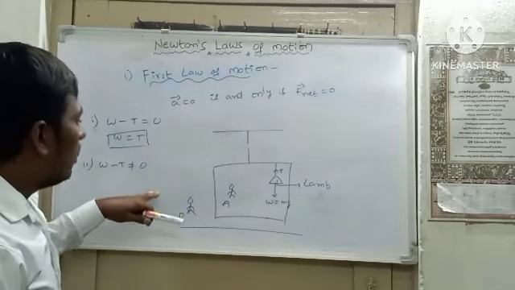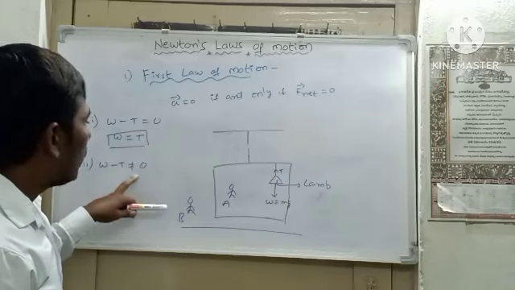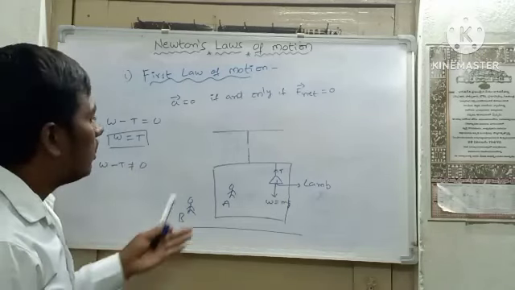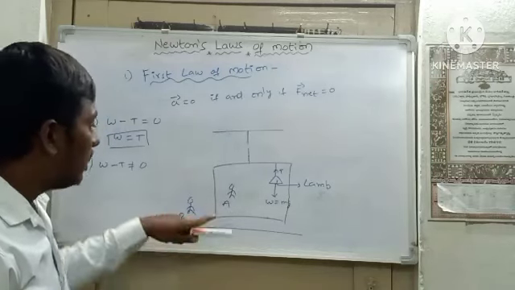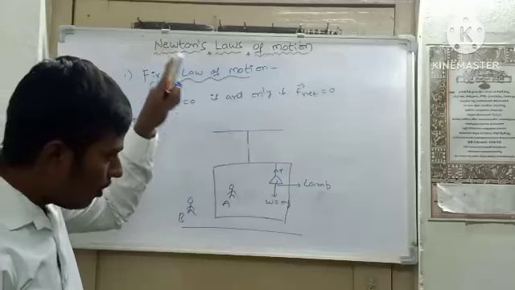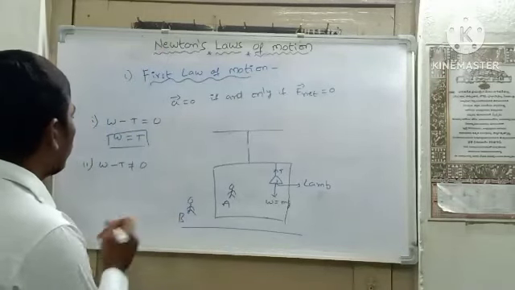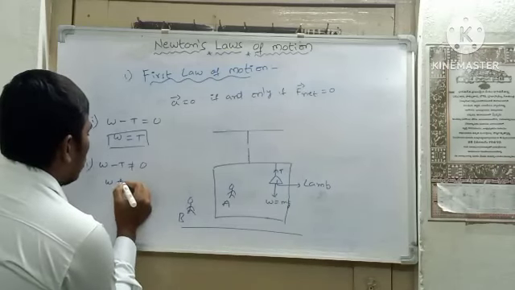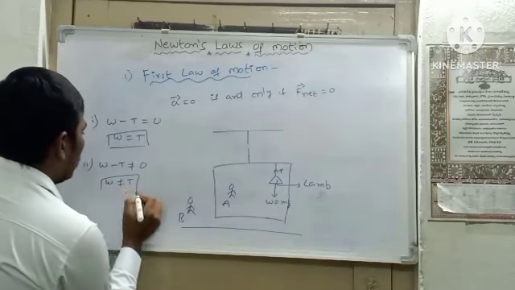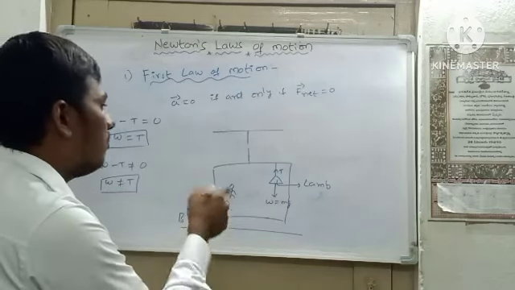If, with respect to B, weight minus tension equal to 0, what does it mean? The lamp would not be moving. But here, with respect to B, the lamp is also moving, or the lamp is also accelerated. So weight does not equal tension. So here person A can be measured.